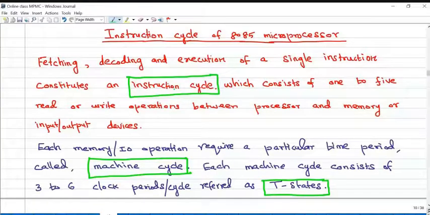So we will continue the previous class, that is instruction cycle of 8085 microprocessor. Before drawing the timing diagram for the given instruction, I would like to explain briefly what we mean by instruction cycle, machine cycle, and T state, and how to draw the timing diagram.